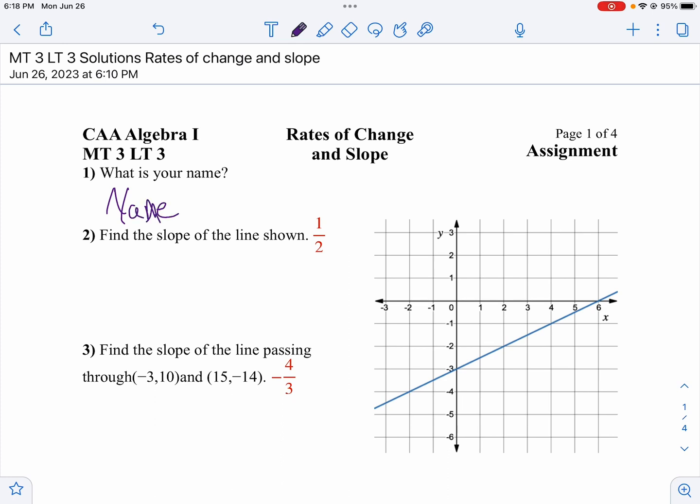On question number 2, we got this graph here, so let's make a slope triangle. Notice my graph goes up 3 and it goes over 6. So our slope then is 3 over 6, which equals 1/2.